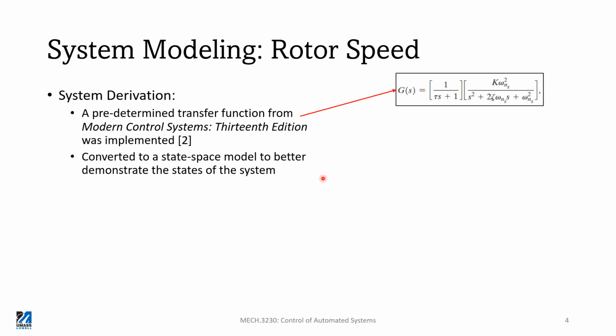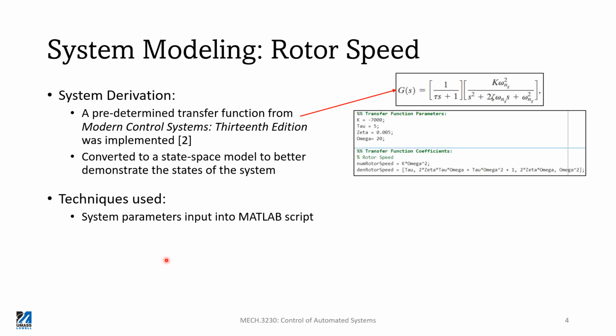System modeling for the rotor speed. As far as the system was derived, a predetermined transfer function from the textbook was implemented, which can be seen here, and it was converted to a state space model to better demonstrate the states of that system. Techniques used: system parameters were input into a MATLAB script. These parameters were also taken from the textbook, and of note, simplification was performed to appropriately create the matrix for the denominator, just for coefficients of varying degrees of s in the transfer function.